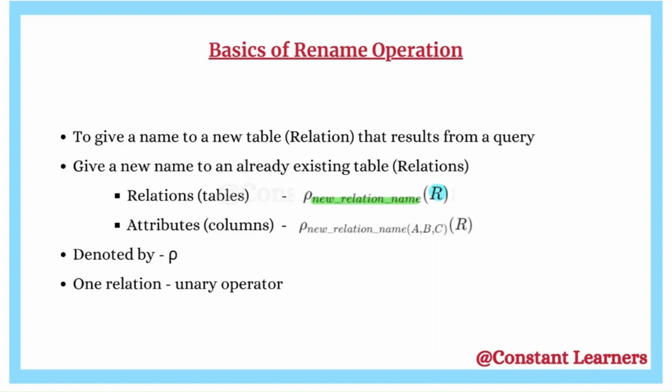Similarly, if we have to change the name of attributes, here in the bracket we have the name of the table, which is the old name. And here at the bottom of rho, that is as a subscript of rho, we give the new relation name, that is the new name for our table. And inside the bracket, we give the column names separated by commas. We'll understand this with the help of examples.